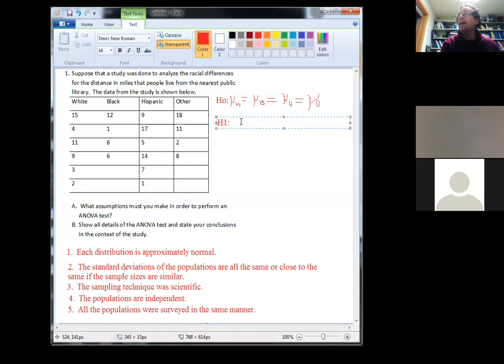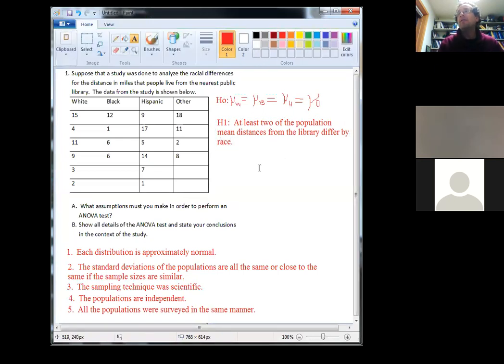And that would mean that not all are different and not all are the same. So the way we can say it is that at least 2 of the population mean distances from the library differ by race. Any questions on that? Any questions?